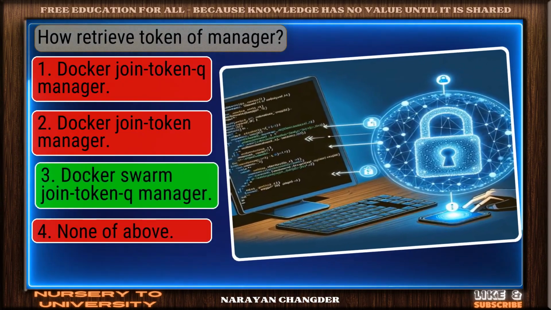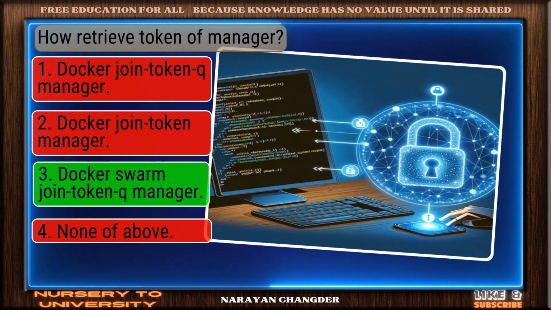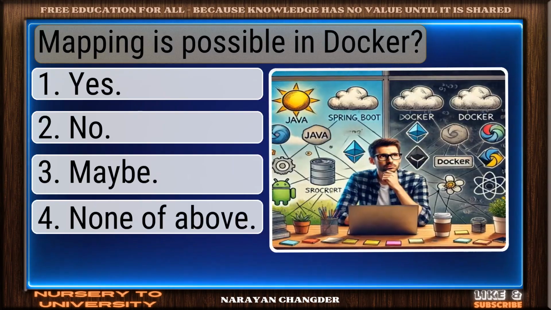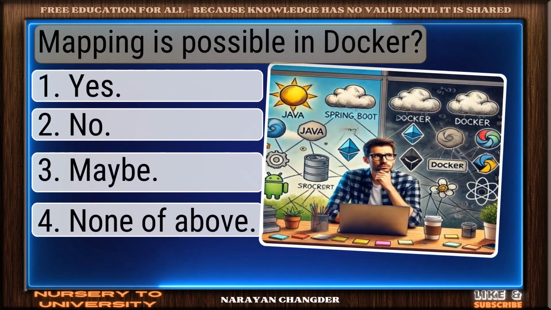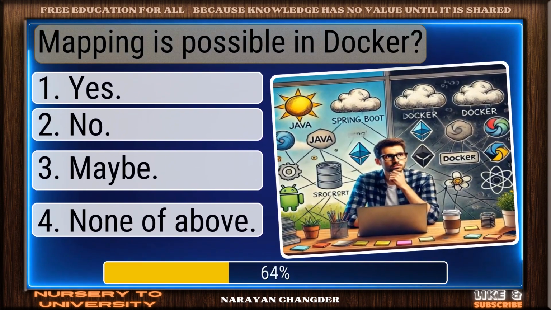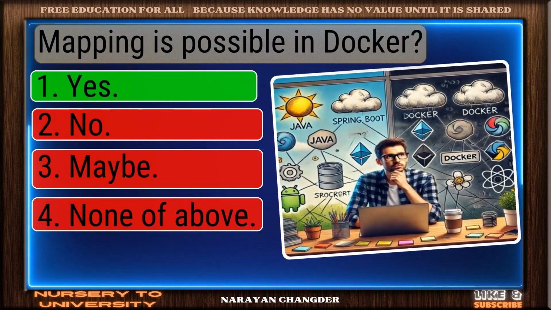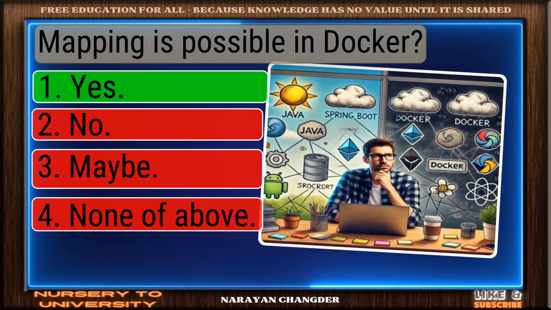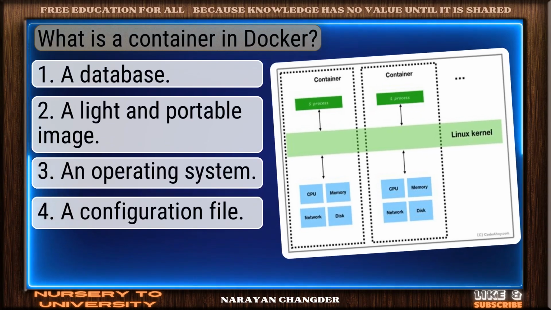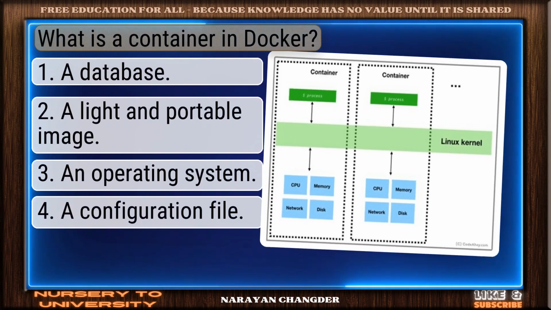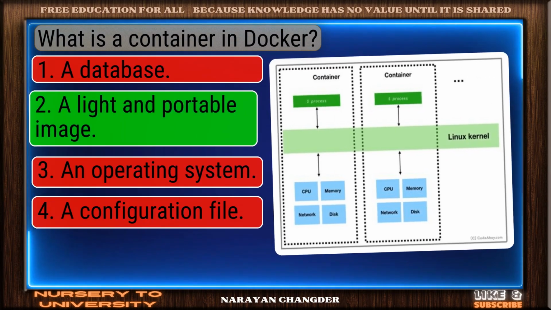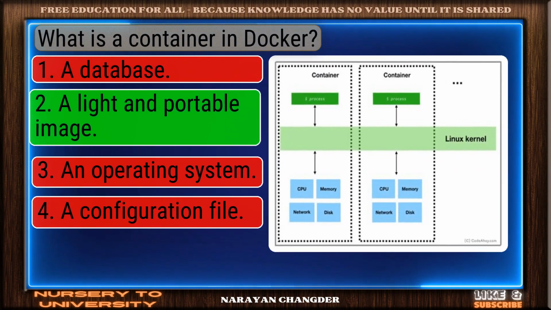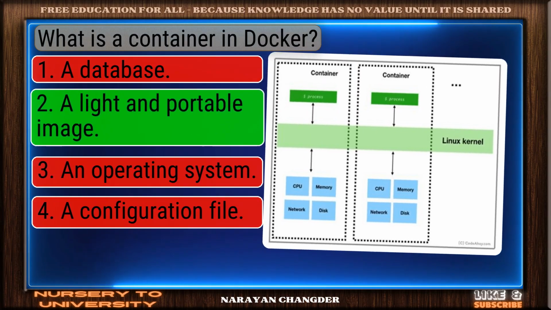Right again. Docker Swarm join token queue manager is a valid answer. Question number 40. Mapping is possible in Docker. On track. Yes is the correct answer. Question number 41. What is a container in Docker? Excellent. A light and portable image is a brilliant choice.